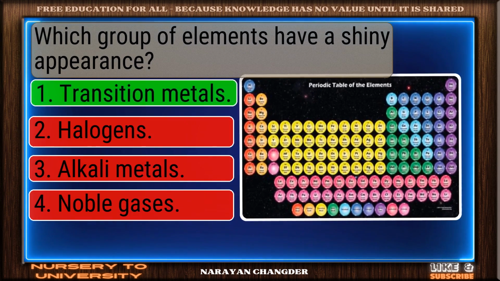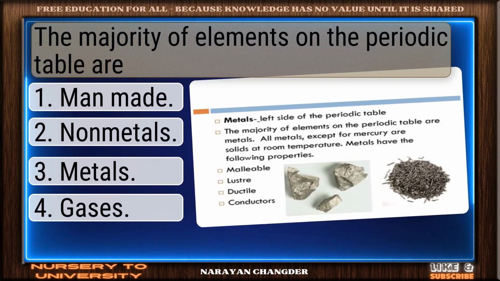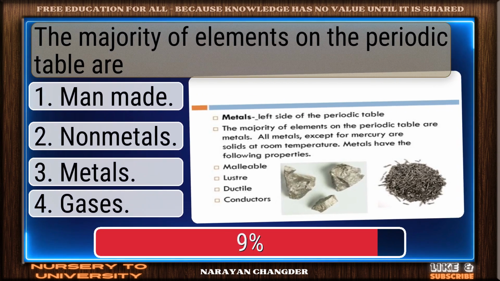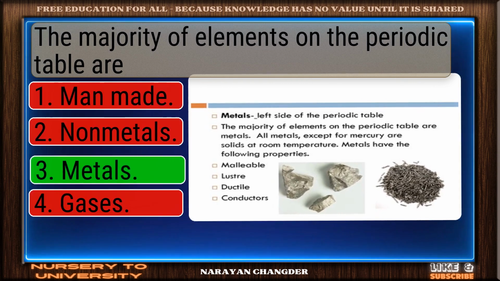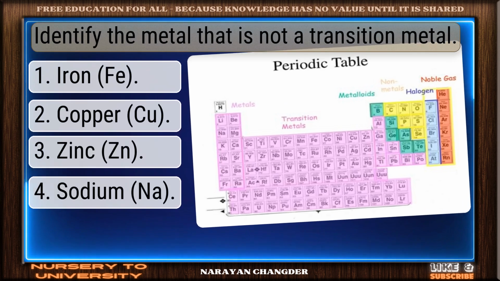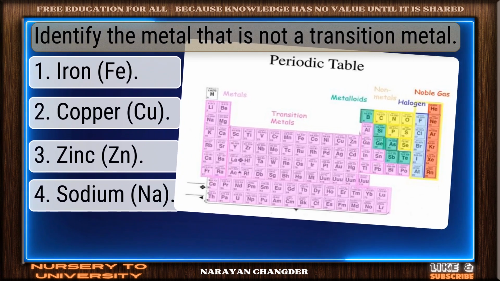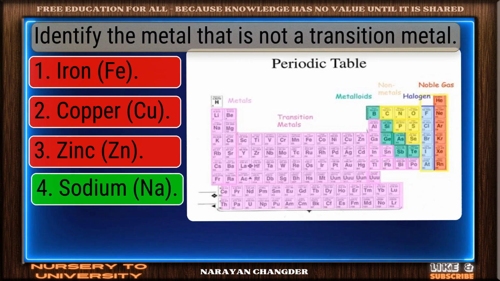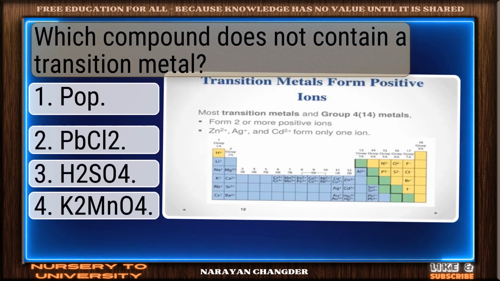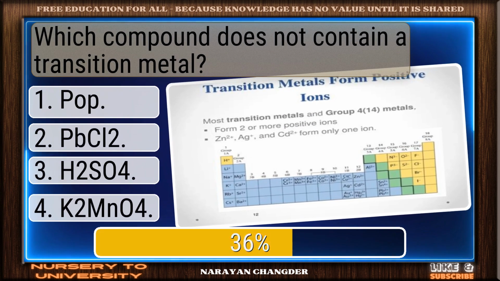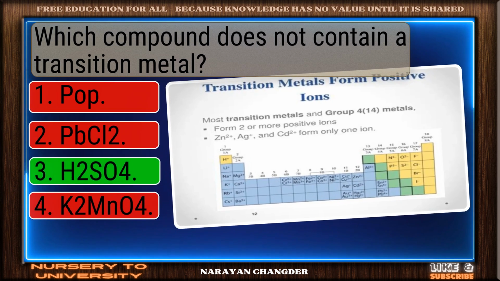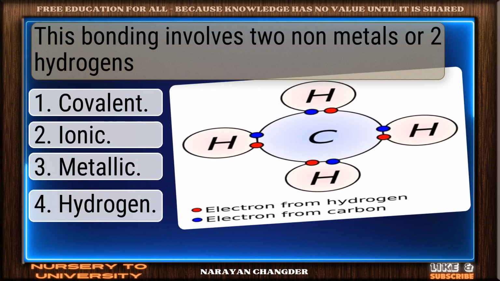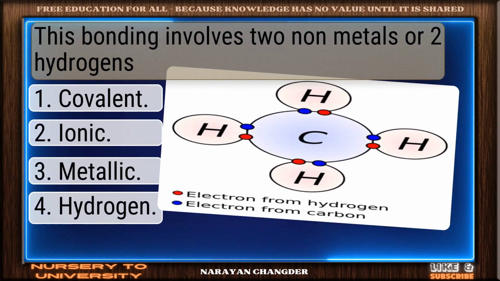Which group of elements have a shiny appearance? Transition metals, well done. The majority of elements on the periodic table are brittle? Identify the metal that is not a transition metal. Well supported, sodium. Which compound does not contain a transition metal? Well expressed, SO4.